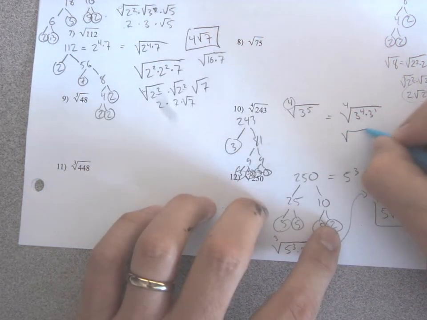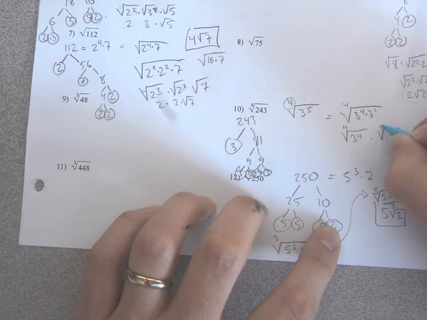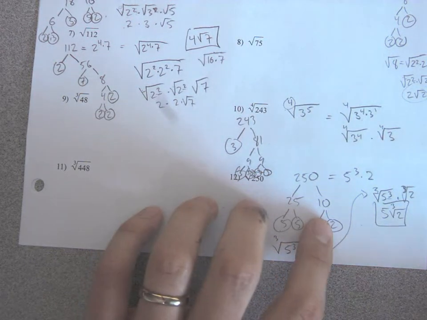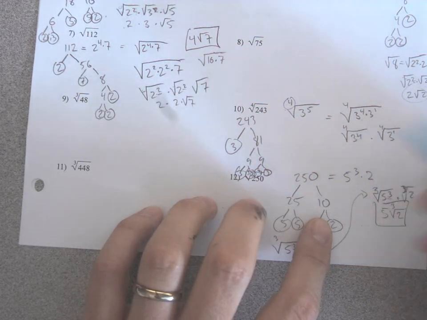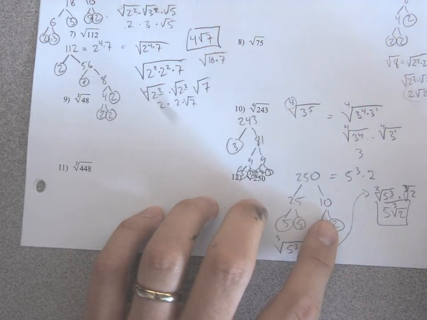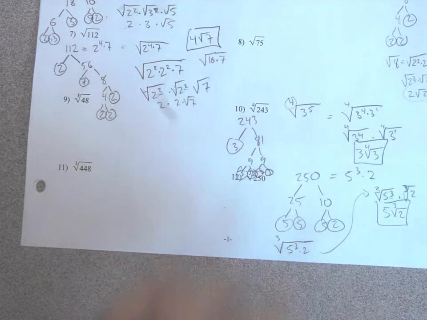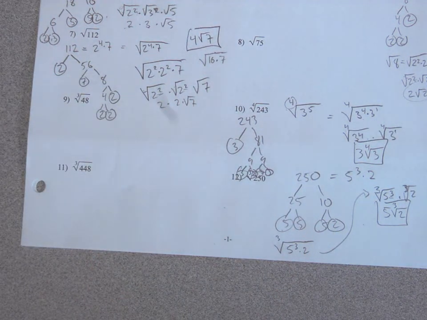We can see that when we do this, we have the 4th root of 3 to the 4th times the 4th root of 3 to the 1. Now this 4 and this 4 will undo each other, and we just get that 3 out. This we can't do anything with, we just have to leave it. We don't really need the power of 1 in there either.